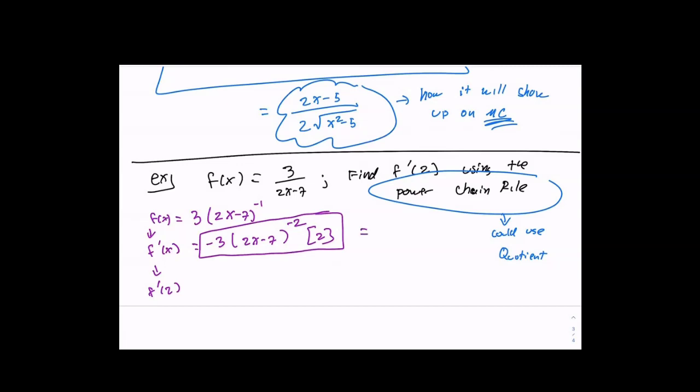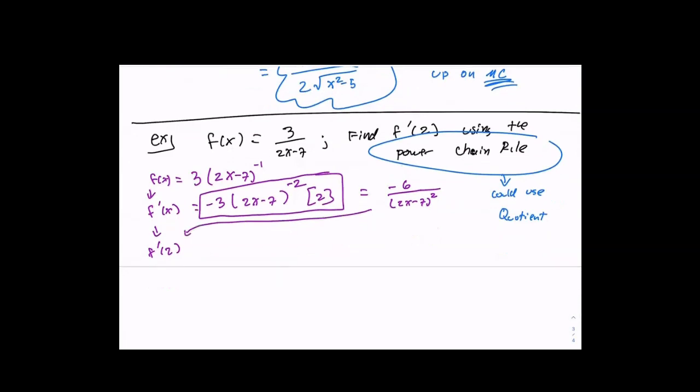This is the same thing as negative 6 over (2x minus 7) squared. That's algebra, to rewrite it, because I want to find f prime of 2. It's easier to do f prime of 2 once I've written it this way, because raising a power to the negative second power is where a lot of mistakes get made. So f prime of 2 would be negative 6 over (2 times 2 minus 7) squared, which is negative 6 over, what is that, 4 minus 7, so that's negative 3 squared, which is negative 6 over 9, which is negative 2/3, which is what you would see on your multiple choice.